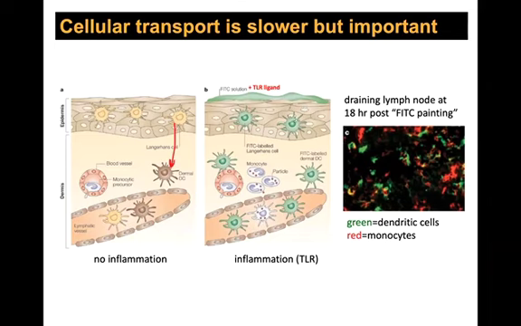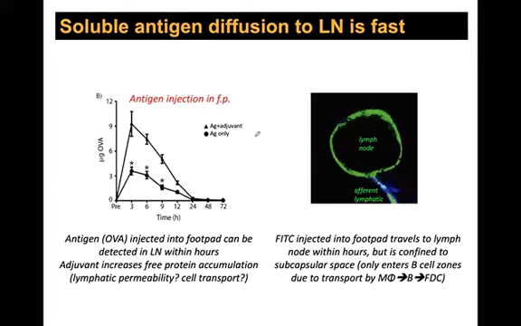So we often give adjuvants. In this case, you're painting the skin with this fluorescent dye, and you're providing a toll-like receptor signal, and that increases the speed of this. And so within hours, you have dendritic cells being activated and moving to the lymphatics to get into the lymph node. Okay, so for free transport, you're talking a couple of hours, 3 hours for antigen to get there.